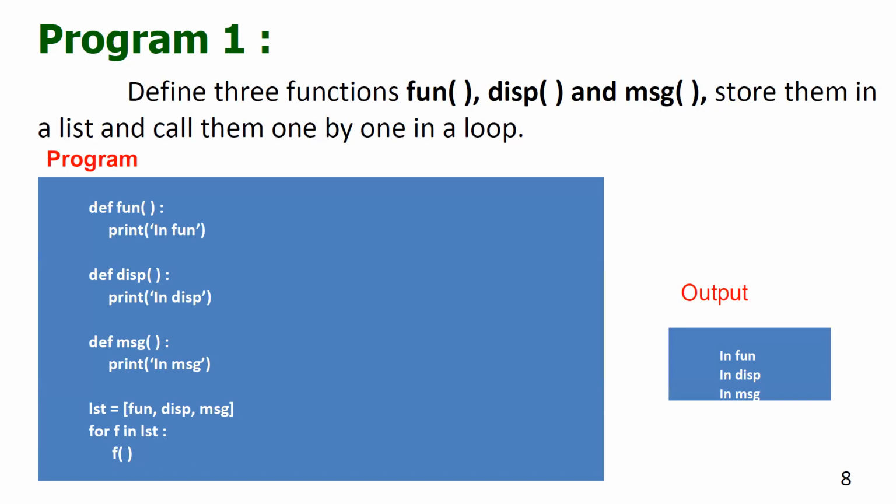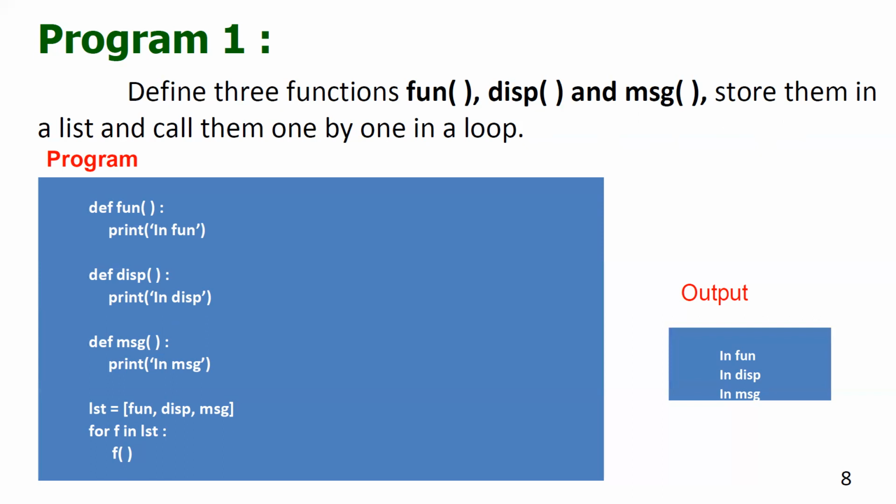So this is about using lambda functions with map, reduce and filter, and the usefulness of these three combined together. Now we will see some example programs. In program one, define three functions: fun, display and message. Store them in a list and call them one by one in a loop. So this is the program statement.